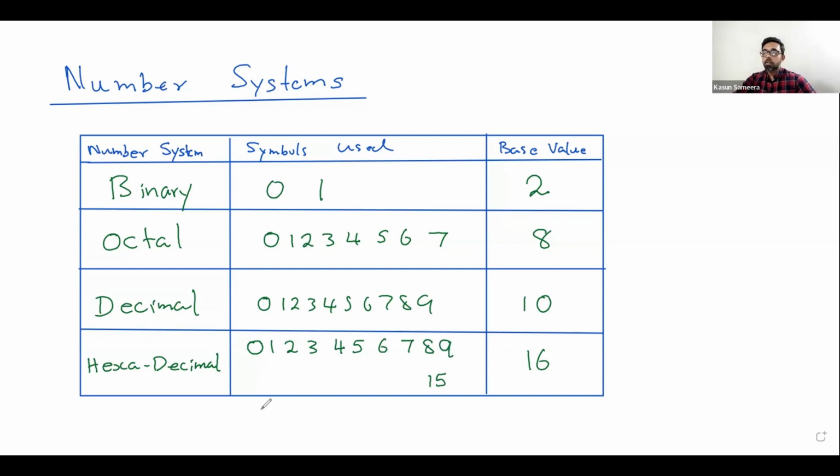After 9, the next number is 10, but that is not a symbol. After 10, the next number is 11, then 12, 13, 14, and 15. But as symbols we can't use them.